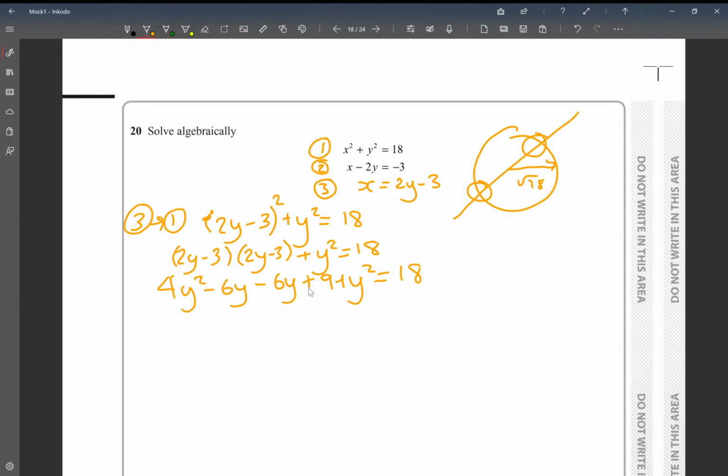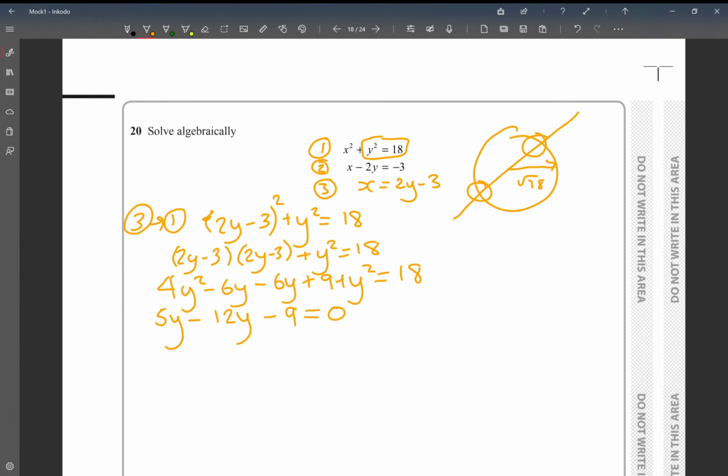So these first 4 terms are just this part expanded, then y squared, and then 18. It's just this part kind of here, separated out. So you rearrange it to form a quadratic. We're going to have a quadratic here. So 5y squared minus 12y. Then I've got a plus 9 here, and then I'll bring the 18 over so that we're left with minus 9 equals 0.